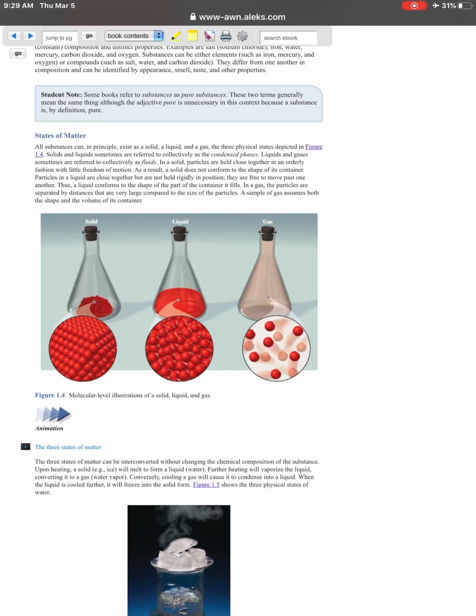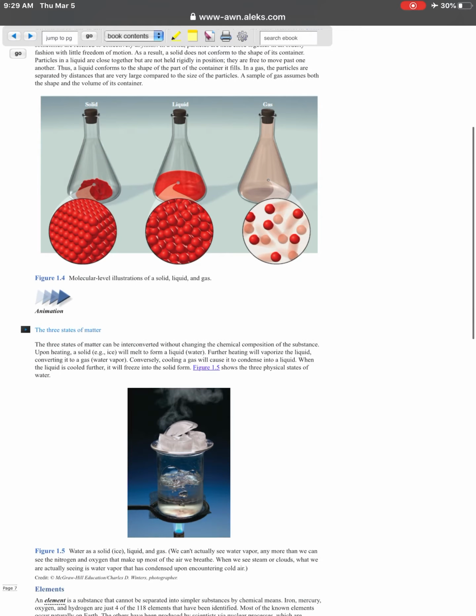So solids and liquids, generally the spacing between the atoms is about the same, but in gases they're very widely spaced, so it occupies a much larger volume. So those are the three general states of matter. There's also a fourth called plasmas. If you've ever seen a neon light, which is emitting light, right? The atoms in there are so hot that the electrons have been removed from the atoms, and so that would be a fourth state of matter, but that's not discussed here.